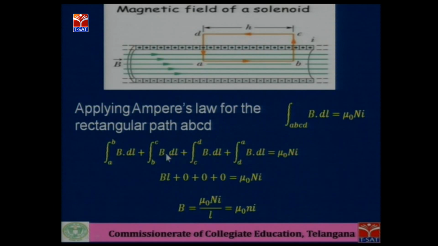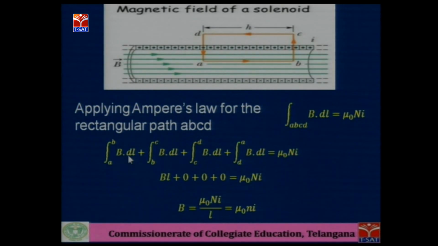So this can be taken as 4 parts here. The line integral over ABCD can be taken from A to B, then B to C, C to D and D to A. This is split into 4 parts, and the sum is equal to mu naught N i. First, the line integral from A to B of B dot dl.